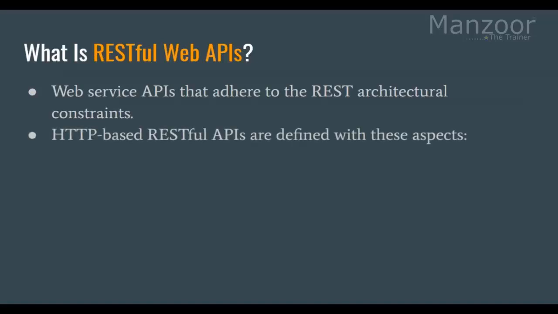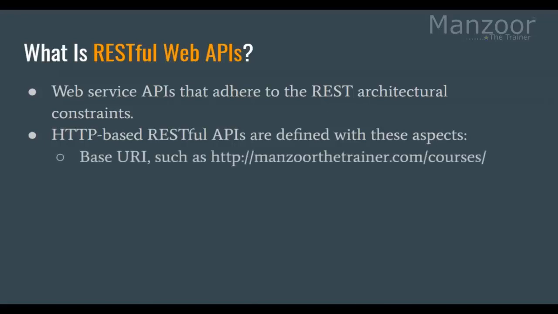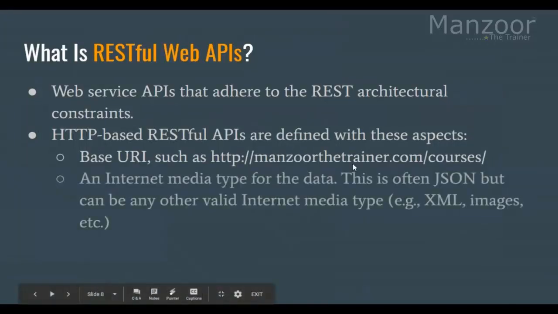HTTP based RESTful APIs are defined with these aspects: a base URI, or you can say URL. This will be the base URL. Say for example, http://the trainer/courses. If my type is get, it will get all the courses. This base URI will be the same. Now I'll say /1, then it will get the first course. My base URL will be the same. I'll say /1, it is the same, but instead of get, I'll pass delete. So what it will do? It will delete that record. So you'll understand that our base URI should be the same. Anyway, once we implement, you'll understand all these things.